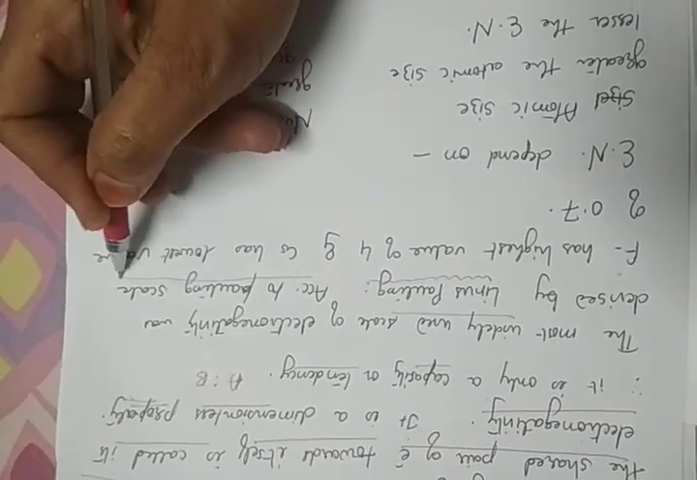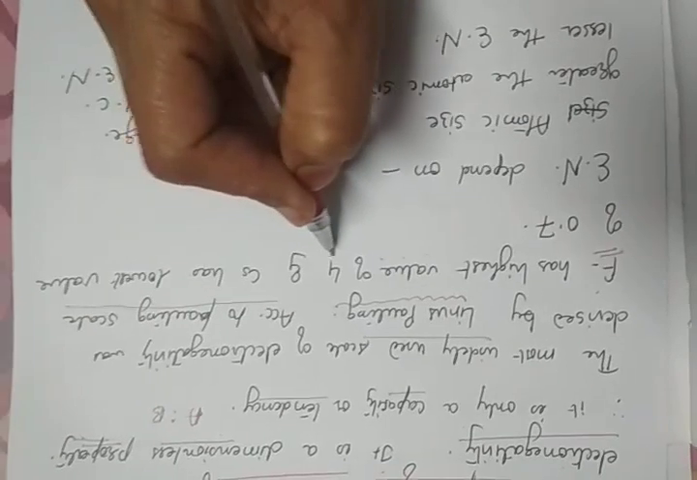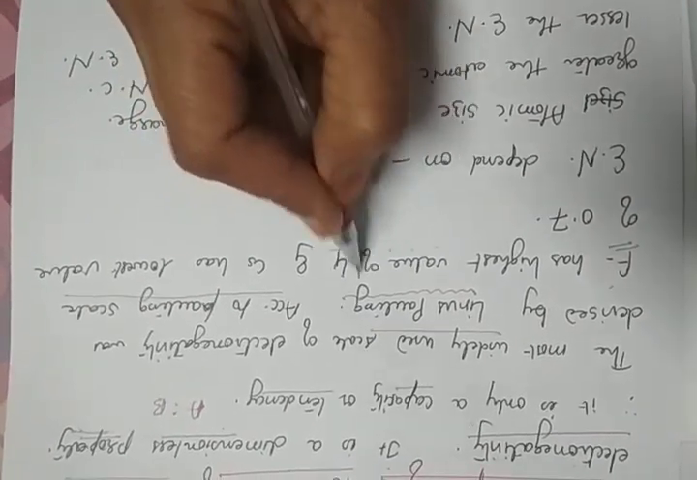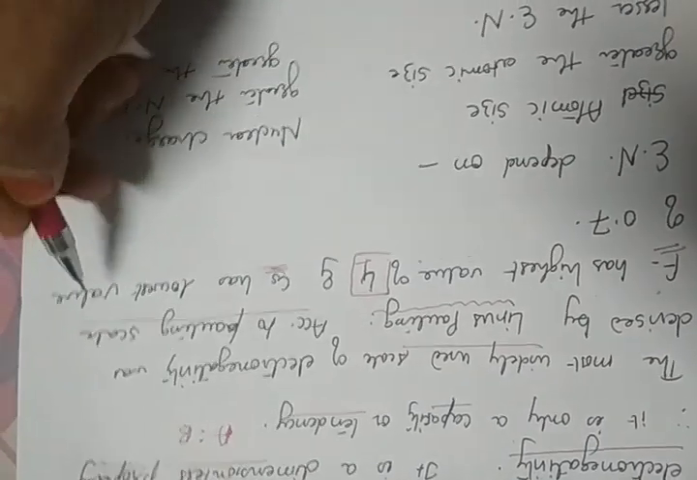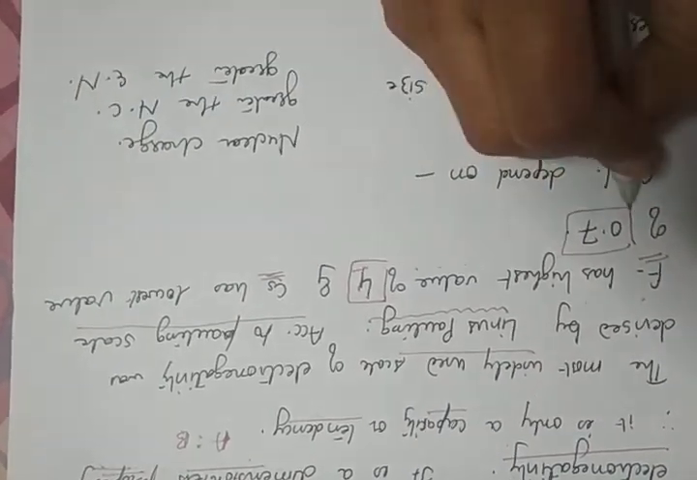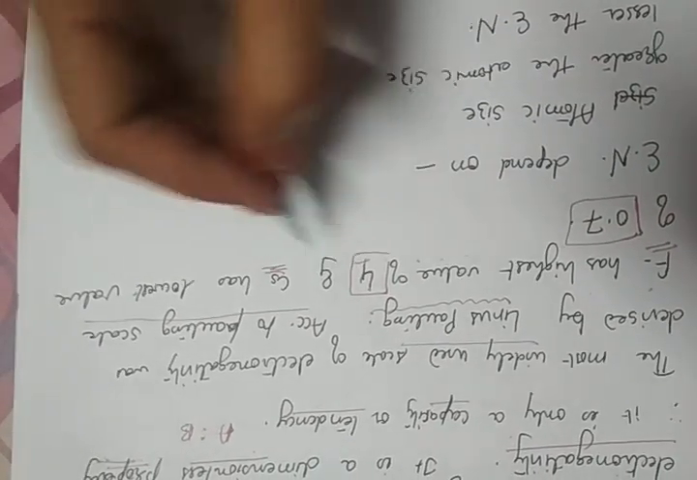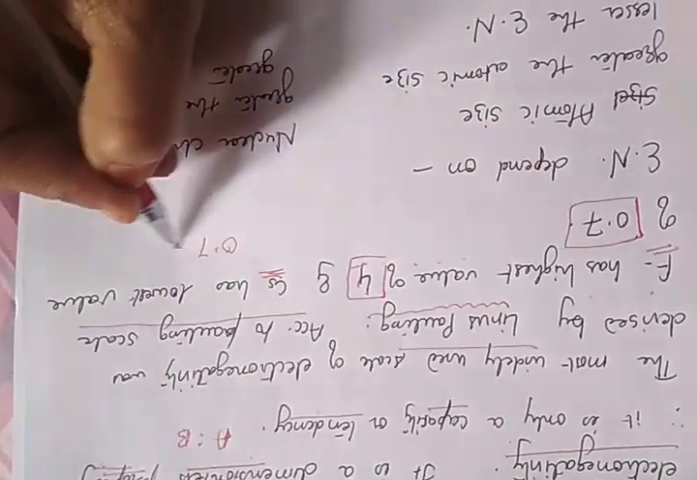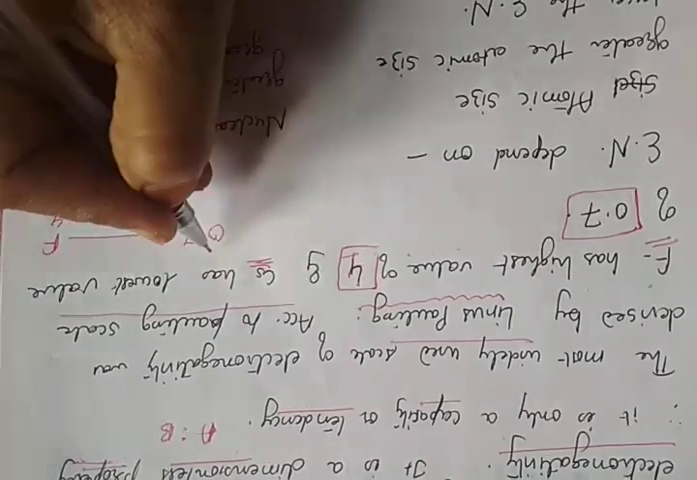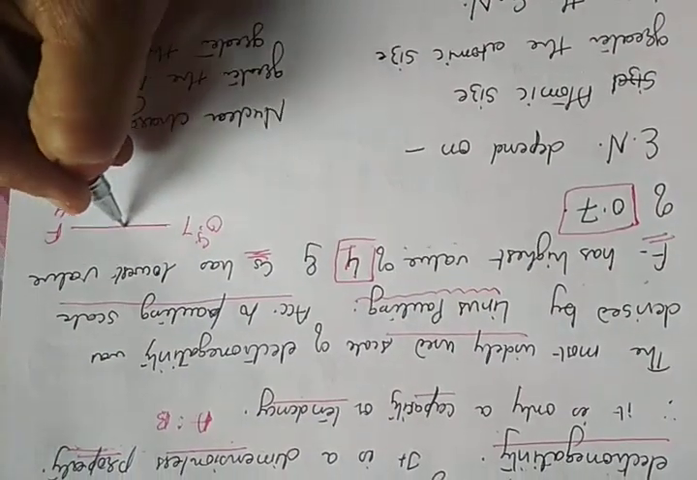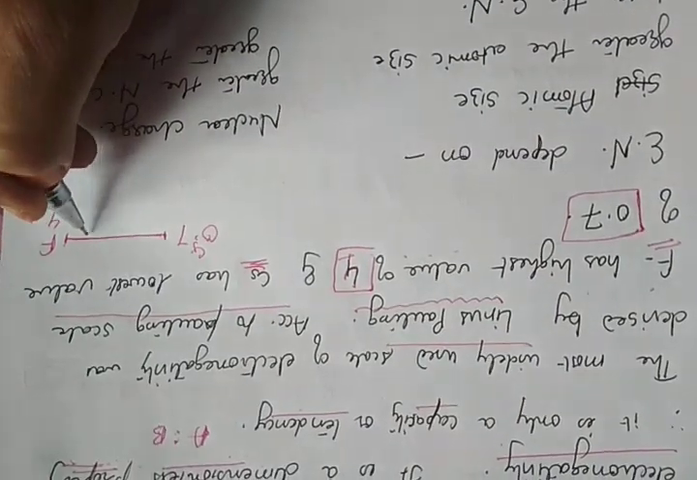According to this Pauling scale, fluorine has the highest electronegativity value of 4 and cesium has the lowest electronegativity value of 0.7. So all the elements will have their electronegativity between the range of 0.7, the minimum for cesium, to 4, the maximum for fluorine. And all the remaining elements will be in between this range.